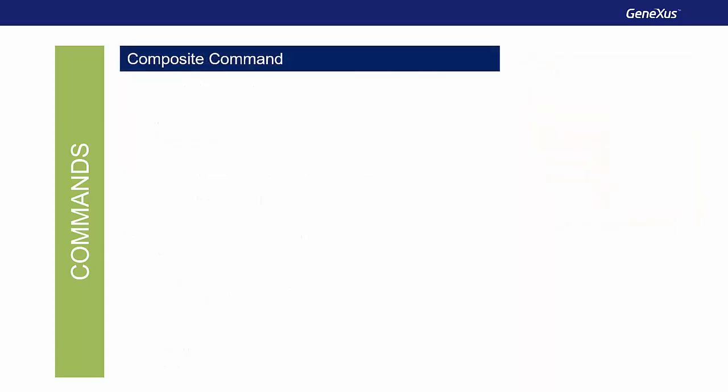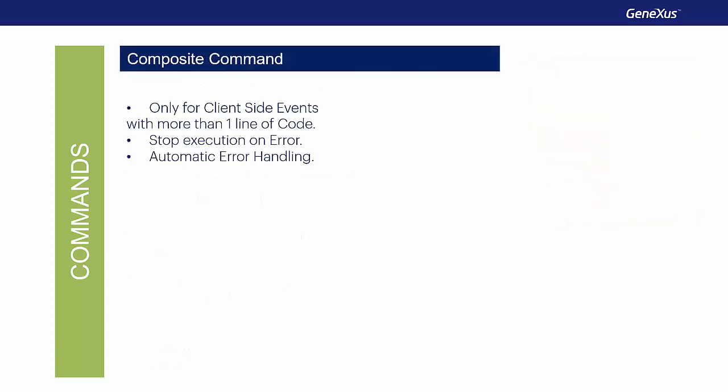Regarding the composite command that we had seen in several videos, this command is only used in client-side events in smart devices when a couple of invocations or more must be made in an event, and in this case, it's mandatory to group the complete code of the event within this command. This command is important because if an error occurs in the call sequence, it stops running, and errors are automatically handled and displayed on the screen without any programming.